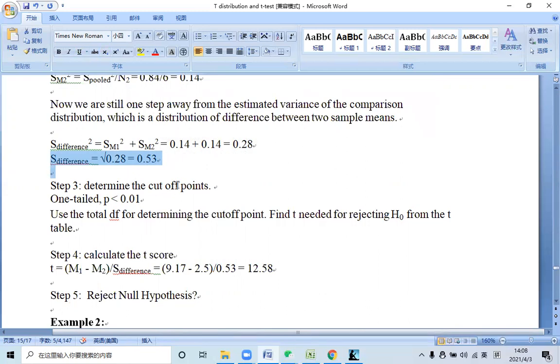And now we determine the cutoff. We are doing a one-tailed test. Why? Because we are making a directional prediction. We are predicting one group is going to be more fearful than the other group. And we are using the p smaller than 0.01 level of significance.